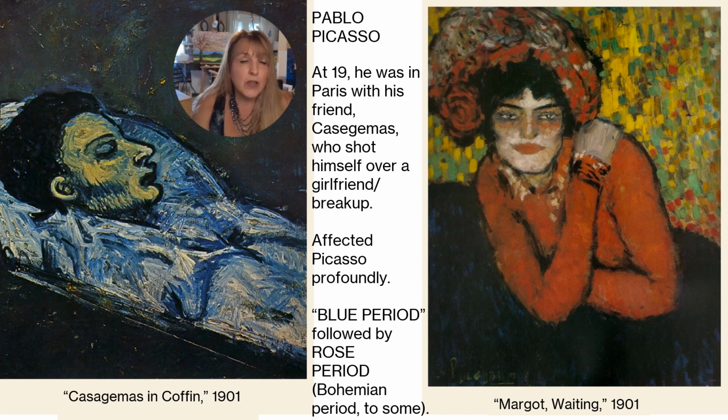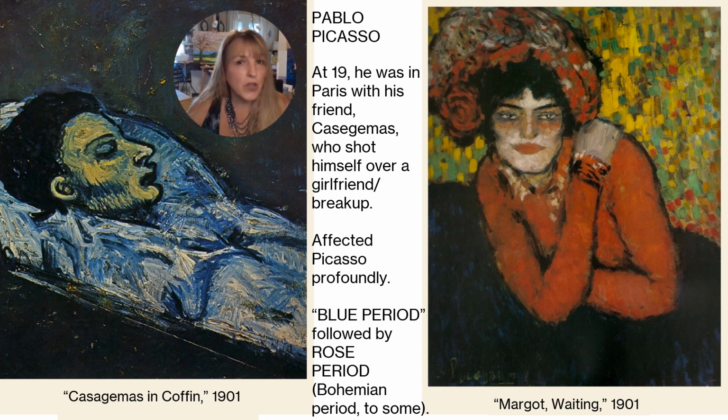In any case, it's called the blue period. And he said it was blue because he was unhappy. And some say it was blue because he had a lot of blue paint. I don't think so. There are quotes that say that he was blue because he was very, very unhappy. And it does seem to pervade a lot of his work. So the blue period is followed by the rose period, which some call the Bohemian period. More people call it the rose period, though.